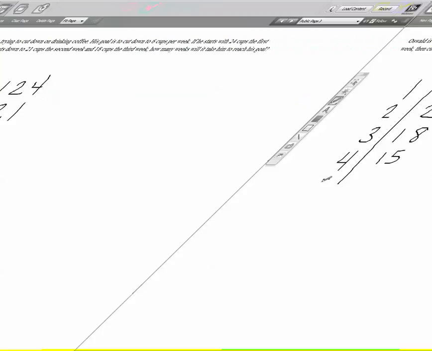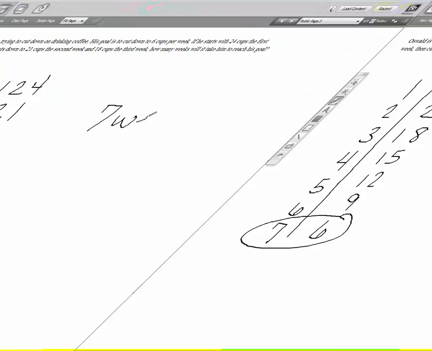So if we keep with that pattern, let's keep subtracting 3. So that'd give us 9. And finally, we're at our 6 cups of coffee. So it would take him 7 weeks to reach his goal of 6 cups of coffee a week.